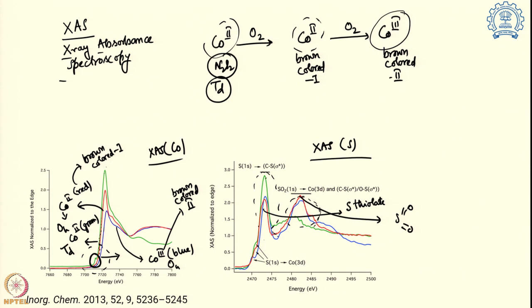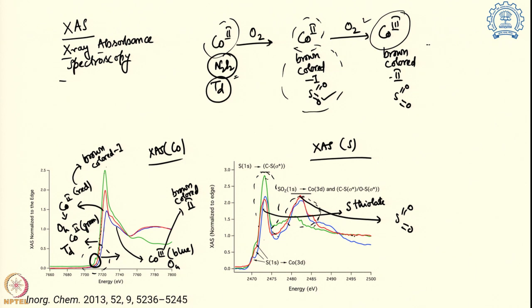And this remains the same even in the blue region when we look into the brown color 2 solution. So, the green one is the original solution of cobalt 2 N2S2, the red one is the brown color 1 solution and the blue one is the brown color 2 solution. And over there we found this is already sulfinate and it remains as it is. So, again our hypothesis is correct that when you put the cobalt 2 sample there, the first oxidation happens on the sulfur, the second oxidation happens on the cobalt.